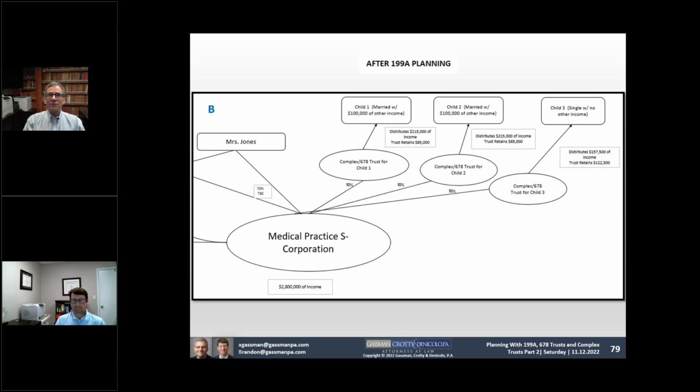So you've got 3 different savings going on here. 1, you've got the 20% qualified business income tax deduction. 2, you are at child number 1's bracket, which is lower than the doctor's bracket. And 3, you're saving Medicare taxes, because if the doctor has the income, he's going to pay a 3.8% Medicare tax on that income. Child 1 is not. So that's why the difference could easily be what, $40,000 to $45,000 per child per year of savings.